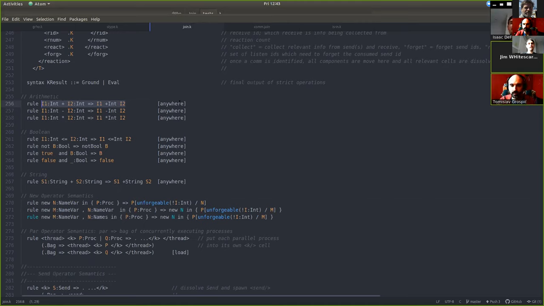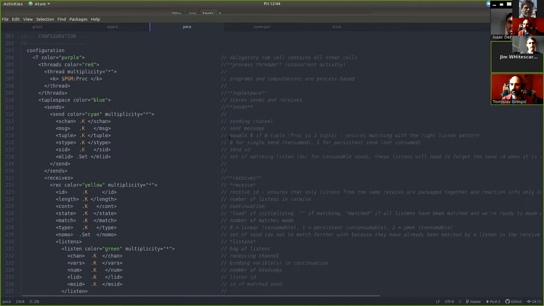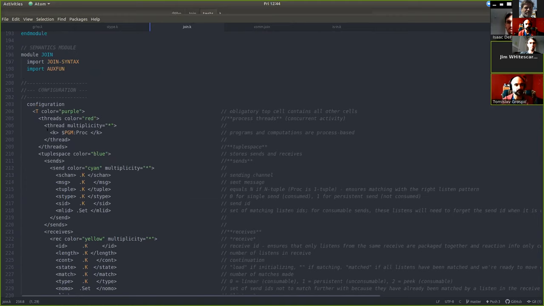Because I put this anywhere attribute, it can apply in any cell I want it to. I see. And if you don't have this anywhere attribute, it will apply only on top level, right? Yeah. If I don't have the anywhere attribute, the only place for the rule to be applied is in this K cell. That's it.